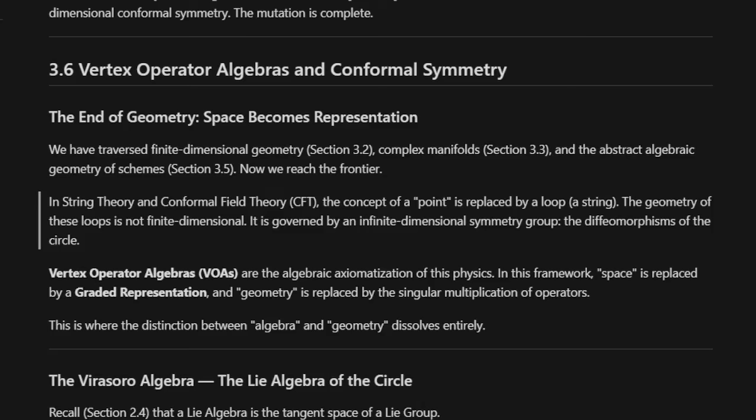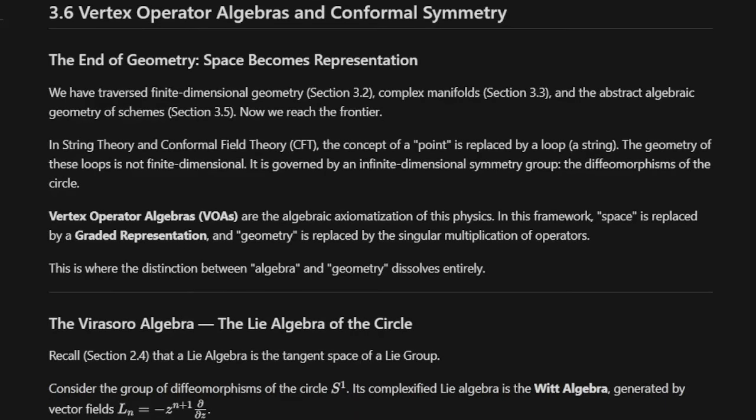And as the string moves through time, it sweeps out a tube. If it interacts, the tubes merge and split. And the geometry of these tubes is not governed by finite dimensional groups like rotations or translations, right? They're governed by infinite dimensional symmetry groups, the diffeomorphisms of the circle. And what this does is kind of break classical geometry, because you cannot describe this with manifolds or schemes alone. We need a structure that replaces space with representation theory. And this structure is the vertex operator algebras.